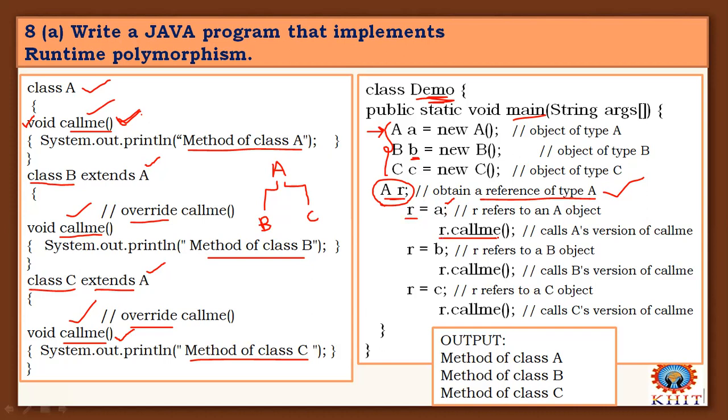R dot callMe. Here it calls A's version of the callMe method. That means the method defined in class A is the only one invoked in this situation. When we assign a class B object to this reference variable, it refers to B's object and calls B's version of the callMe method only, not the callMe method defined in A. When R equals a C class object is assigned to the reference variable, then R dot callMe calls the C class version of the callMe method. So this can be achieved.